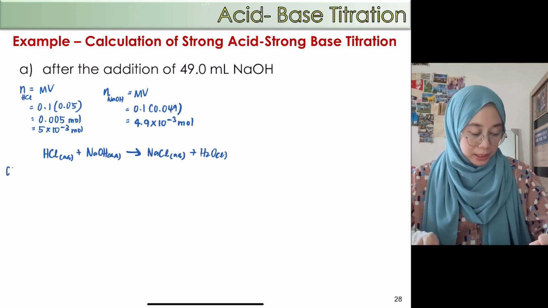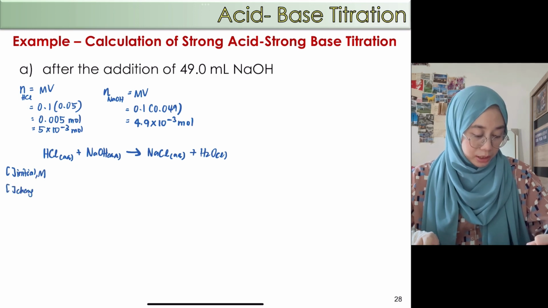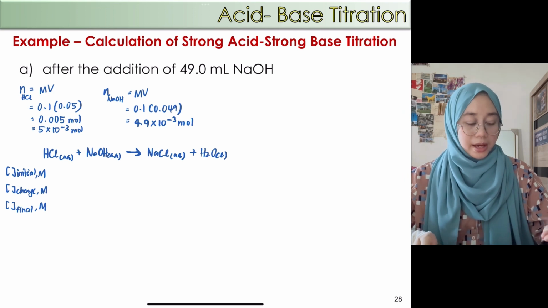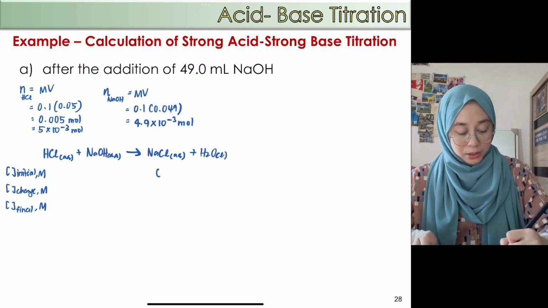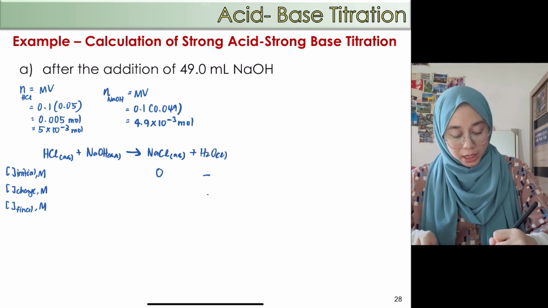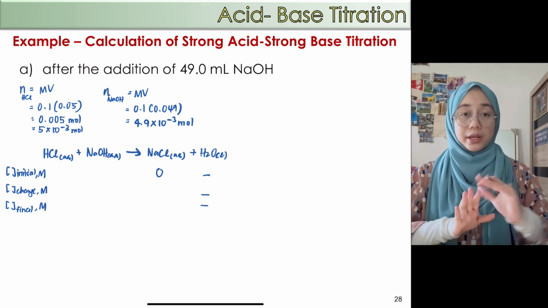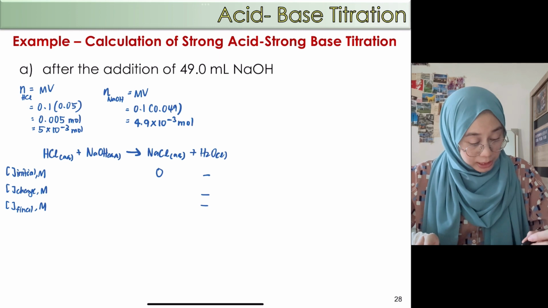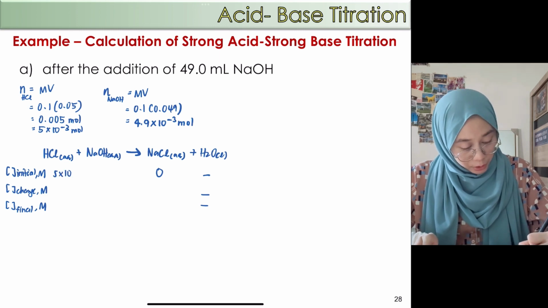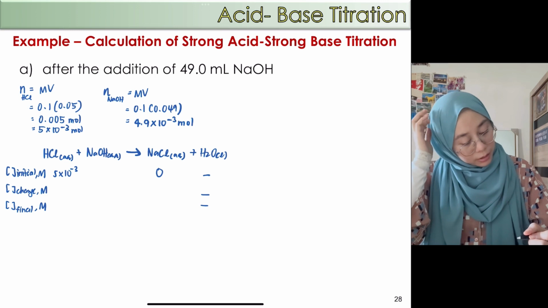Okay, and then initial, and then kita ada change, and then kat sini kita guna ICF, so ICF bermaksud guna final dekat sini. Obviously produk belum ada lagi awal-awal ni, so NaCl 0, water pula liquid, so kita letak dash. Kalau boleh letak dalam table lagi, kalau yang ni susah, Miss nak buat line lurus. Okay, untuk HCl, so initially kita ada 5 exponent negative 3.